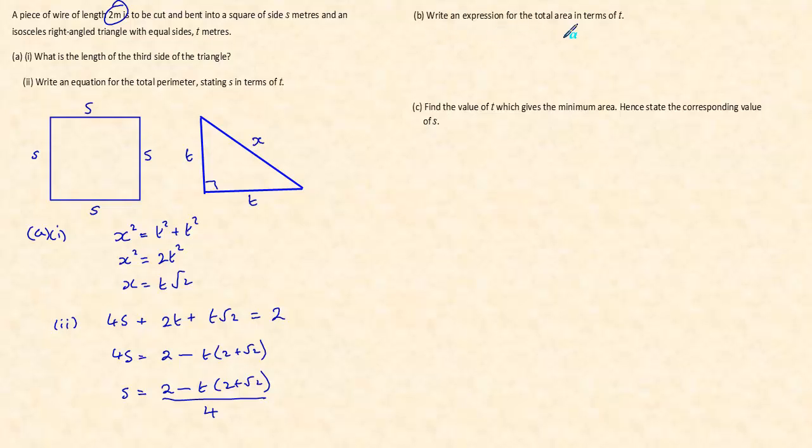So we want an expression for the total area in terms of t. So the area would be s squared for the square and a half t squared for the triangle. But we want this totally in terms of t, so we can use this for s. So that's going to be 2 minus t into 2 plus root 2 over 4 all squared plus a half t squared.